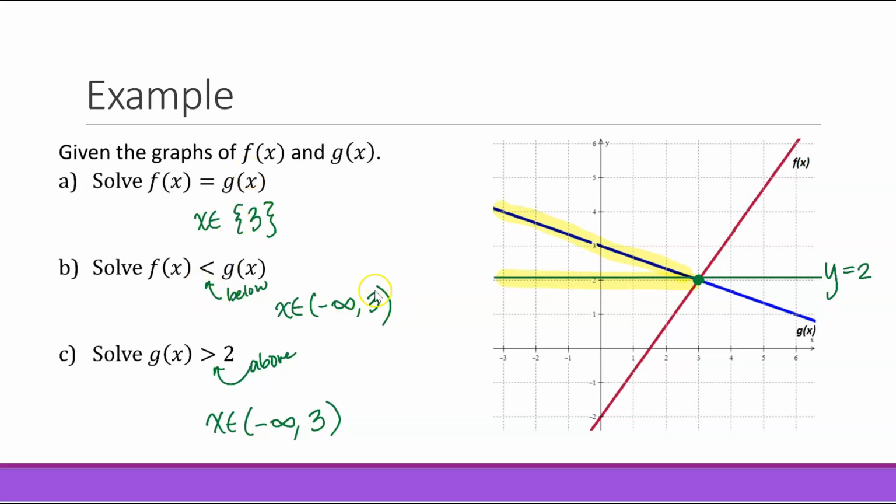So here, if I picked a value in this interval, so what's a number between negative infinity and 3? So let's say 0. So what we're saying is that at x equals 0, so right here at x equals 0, the f of x graph, the red graph, it's down here at negative 2. Is negative 2 less than what's going on at the g of x graph at 0? Well, the g of x graph is up here at 3. So yeah, negative 2 is less than 3 when we plug in x equals 0. So we still have the idea of checking our solution set.